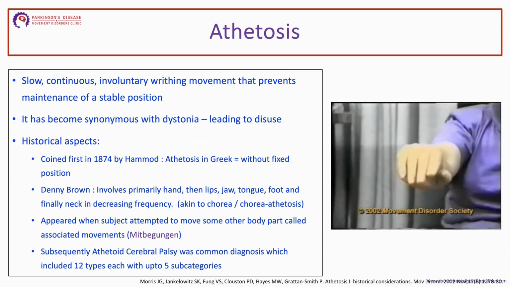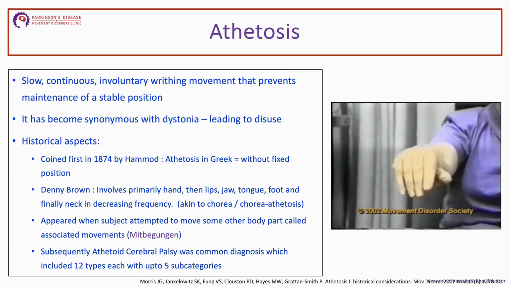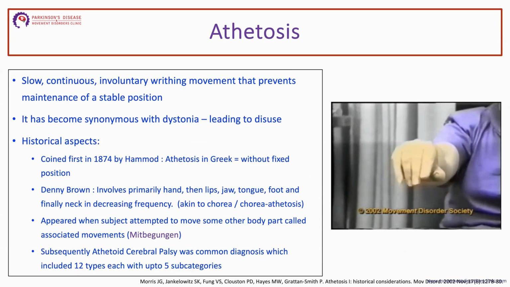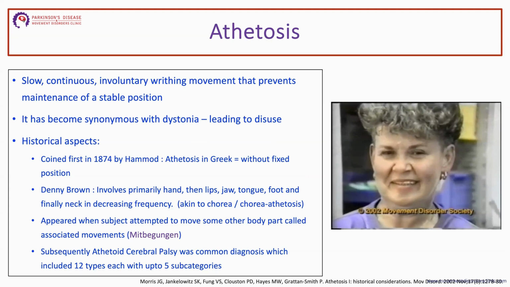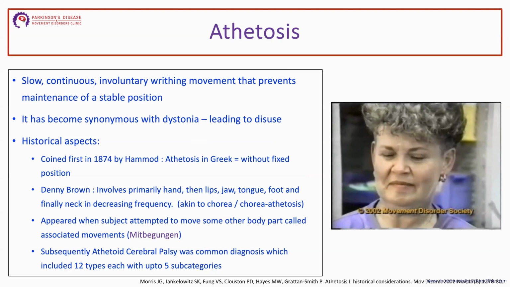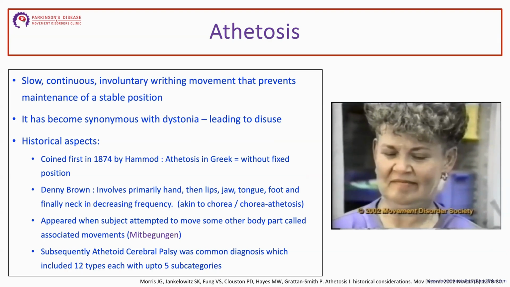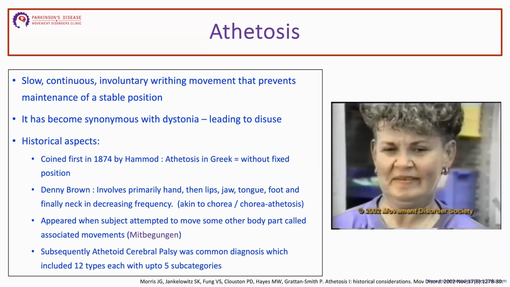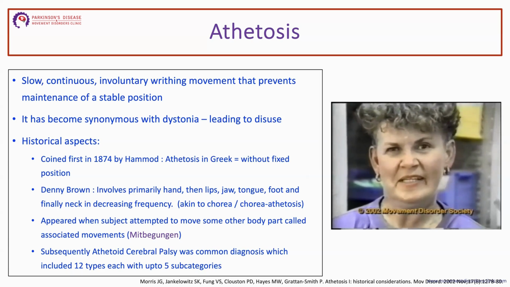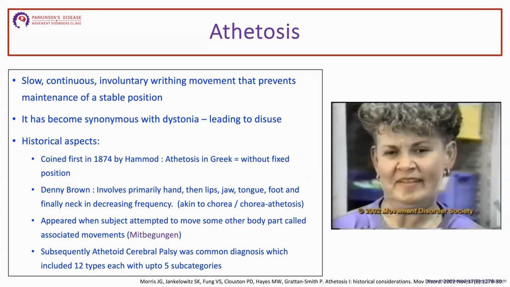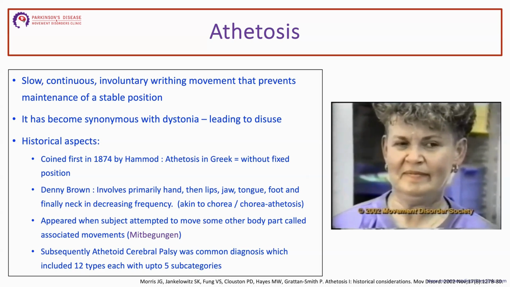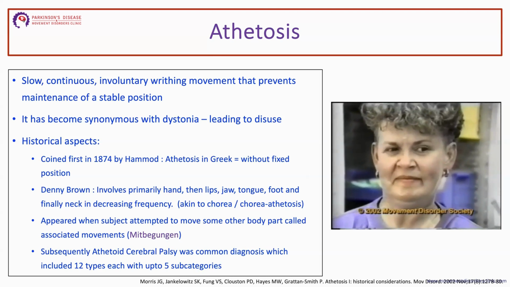But as a matter of historical interest, it was first coined in 1874 by Hammond, from the Greek meaning without a fixed position. Then Denny-Brown spoke about it, telling that it involves primarily the hand, then the lips, jaw, tongue, foot, and finally the neck in decreasing frequency. It's akin to chorea, what he tried to describe as a choreo-athetoid type of movement.